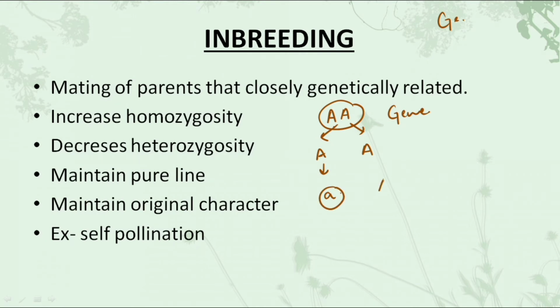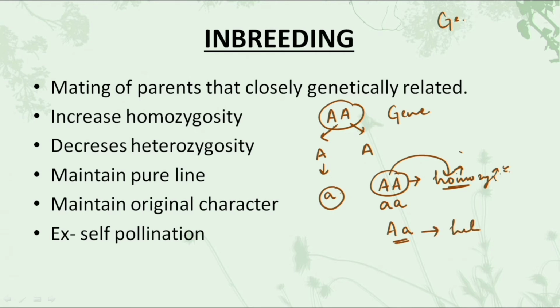So if the both dominant and dominant, or the recessive are together, we have the condition of homozygous. Homo means same and zygous means zygote. So when we have the same alleles together, they would be called homozygous, and when we have a combination of the two, we would be calling it heterozygous.